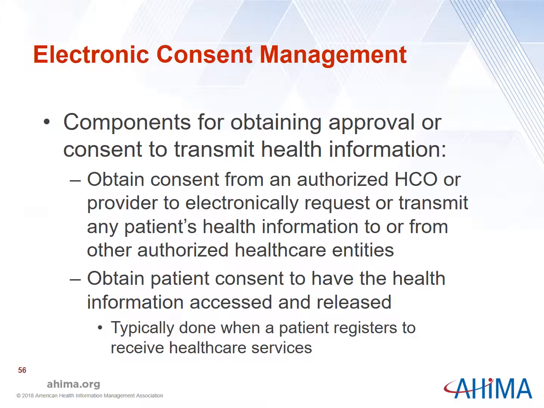The process of obtaining approval or consent to transmit health information has two components. The first is to obtain consent from an authorized HCO or provider to electronically request or transmit any patient's health information to or from other authorized healthcare entities. The second component involves the patient consenting to have the health information accessed and released. This is typically done the first time a patient is registered to receive healthcare services.